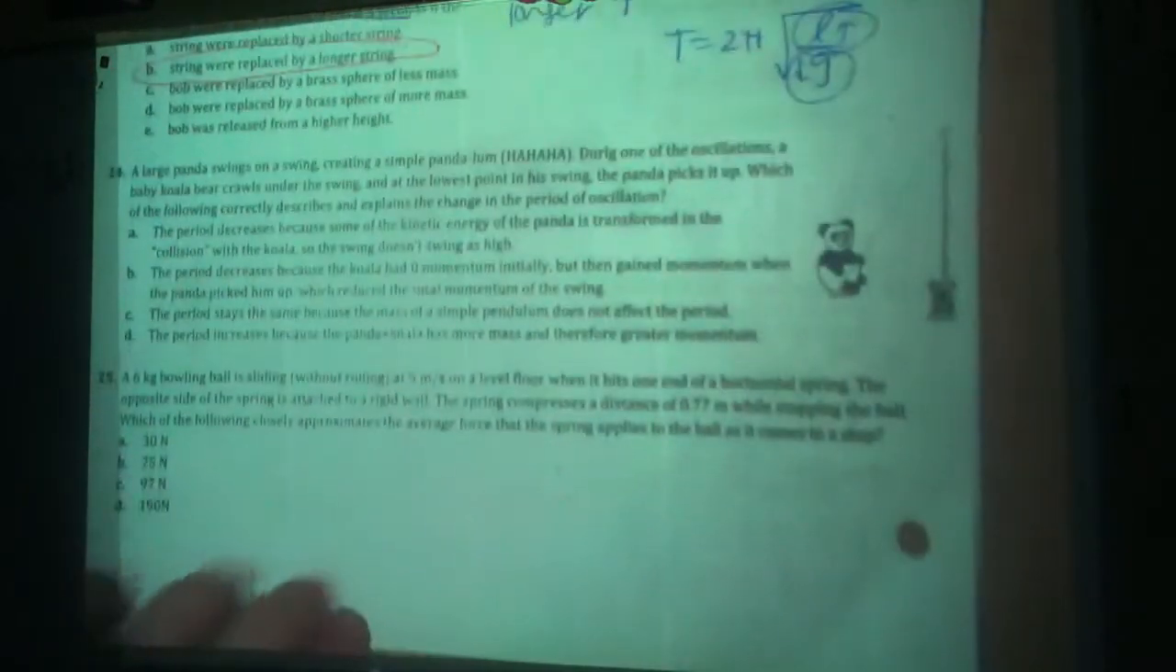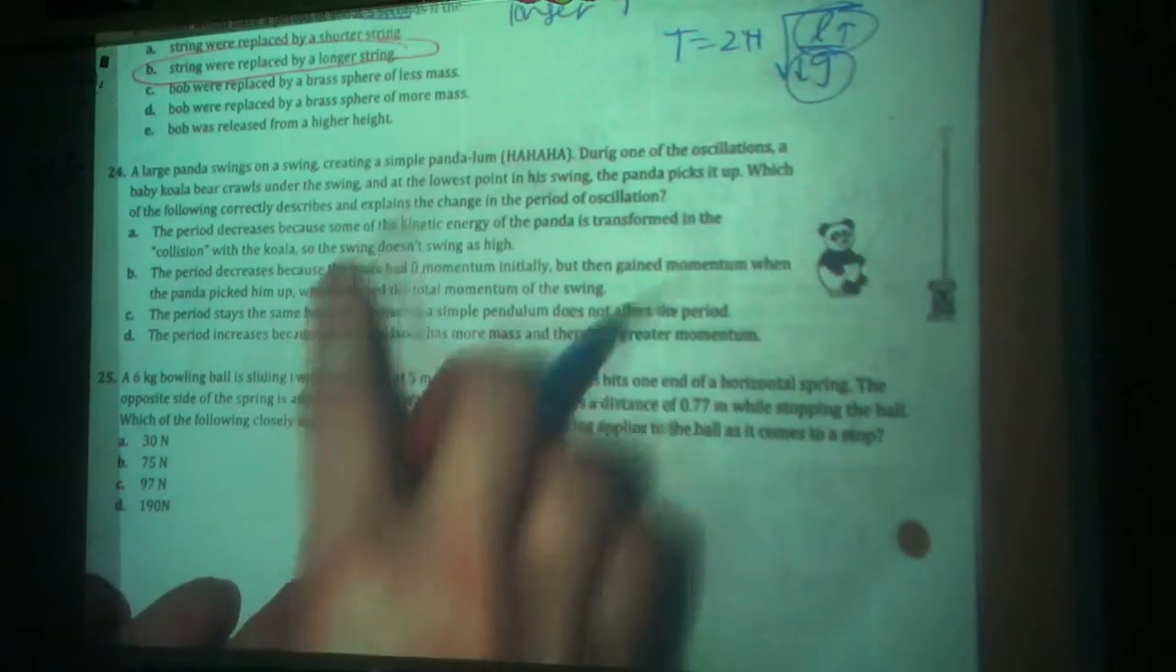Large panda swings on a swing, creating a pendulum.